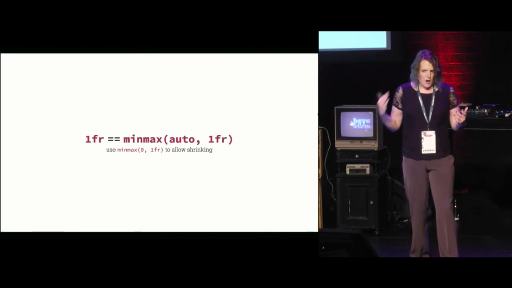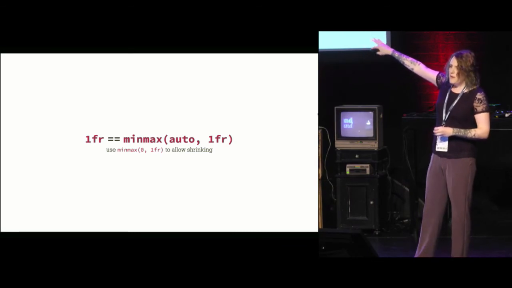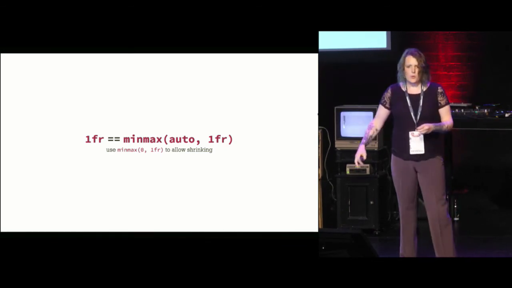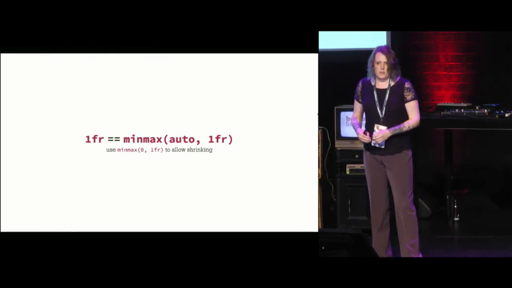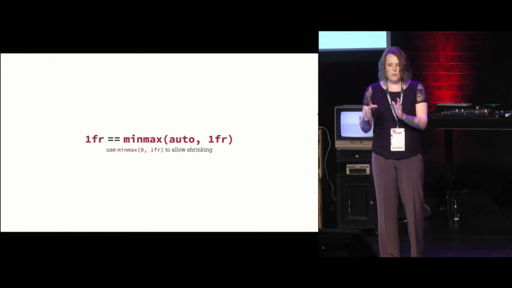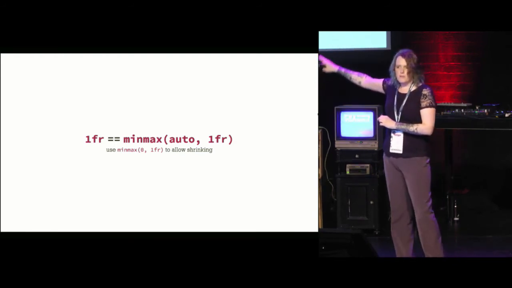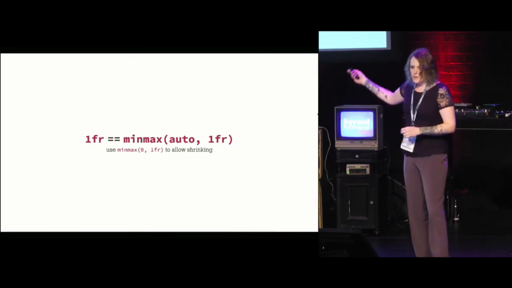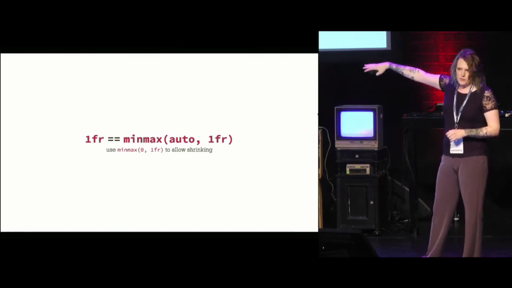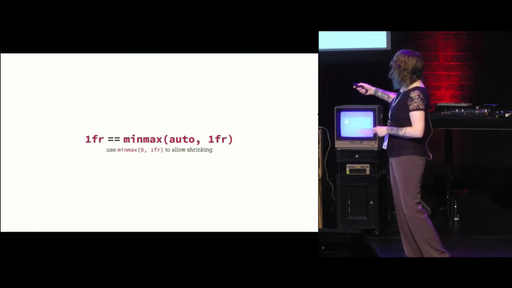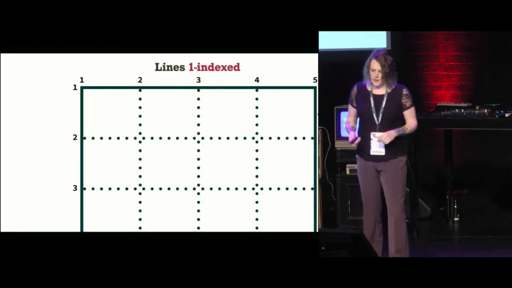The other thing that caught me a lot early on, when you write one fraction, it assumes you mean min-max auto one fraction. So it's going to never be smaller than the size that the content wants to be on its own. So if you really want something that will flex down below the size of its content, you need to say min-max 0 one fraction to let it know, no, really, I want this fraction to shrink as well as growing. So this is sort of a flex grow versus flex shrink there. Yeah. So I use min-max 0 one fraction quite a bit if I want my columns to shrink.